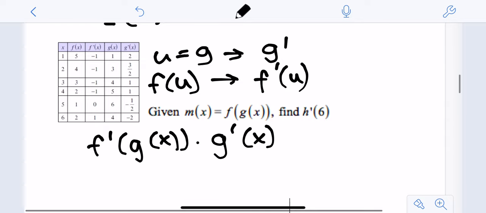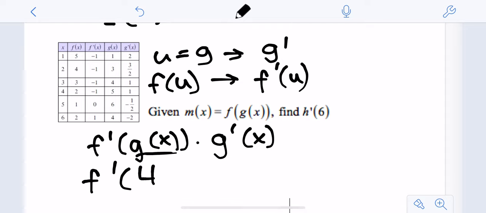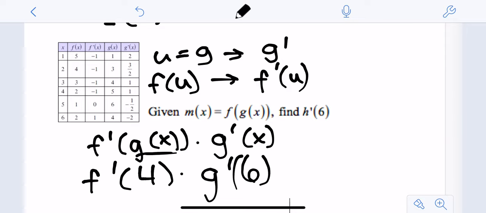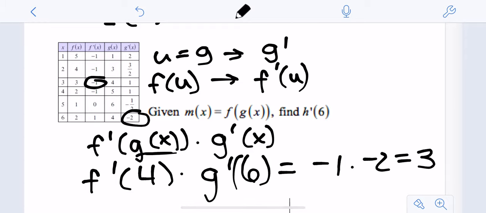And so calculating that, g of 6 is 4. So I'm going to do f prime of 4 times g prime of 6. F prime of 4 is negative 1. And g prime of 6 is negative 2. So this just comes out to be 3.